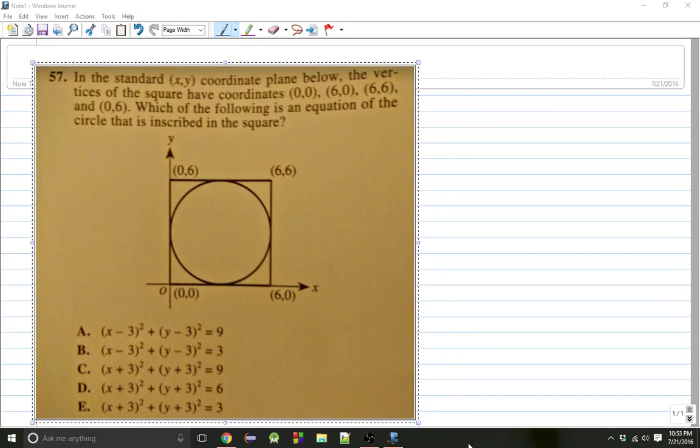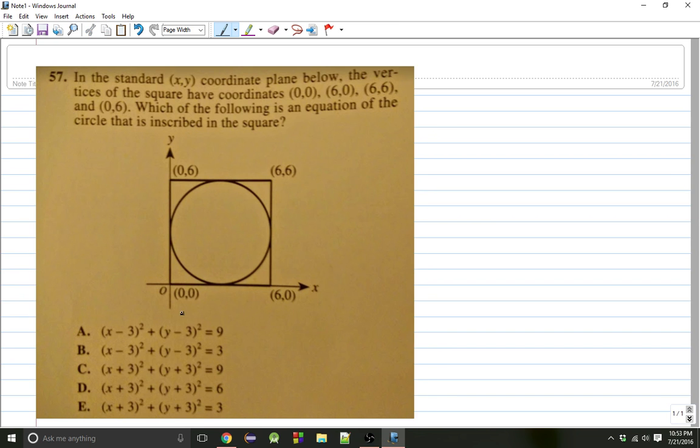Hey guys, here for another ACT math word problem. In the standard XY coordinate plane below, the vertices of the square have coordinates (0, 0), (6, 0), (6, 6), and (0, 6). Which of the following is an equation of the circle that is inscribed in the square?